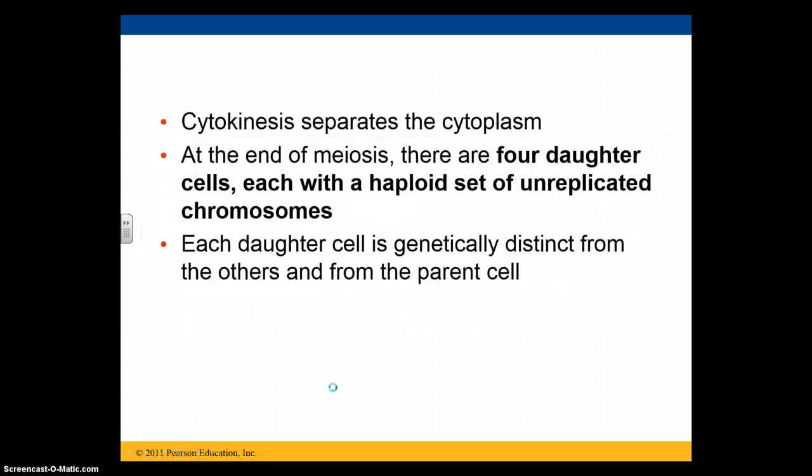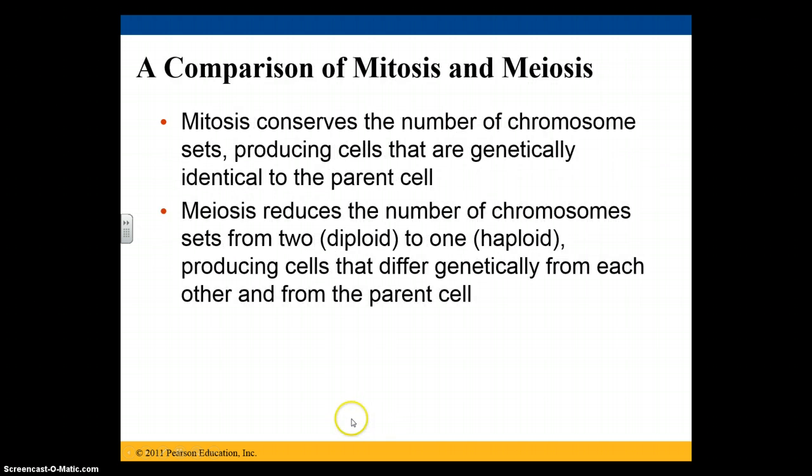Alright. Cytokinesis is going to separate the cytoplasm, so the result will be our 4 daughter cells with a haploid set of unreplicated chromosomes. And each daughter cell is genetically distinct from all of the others and also from the parent cell. So mitosis conserves the number of chromosome sets, produces cells that are genetically identical to the parent, whereas meiosis is going to reduce the number of chromosome sets from 2 to 1, and it's going to produce cells that differ genetically from each other and from the parent cell.